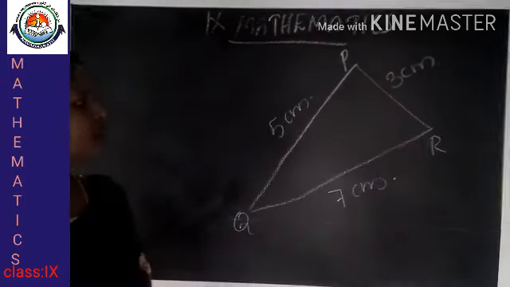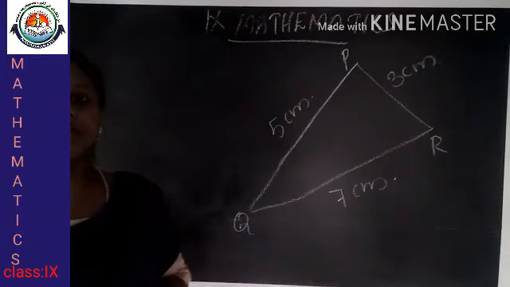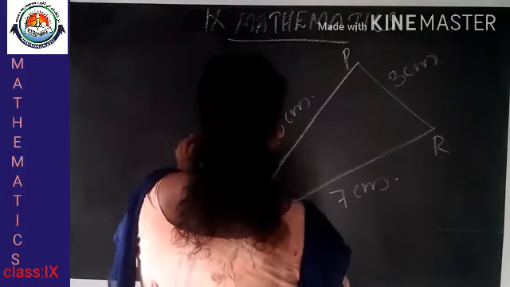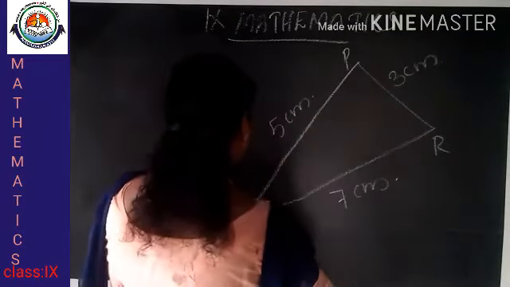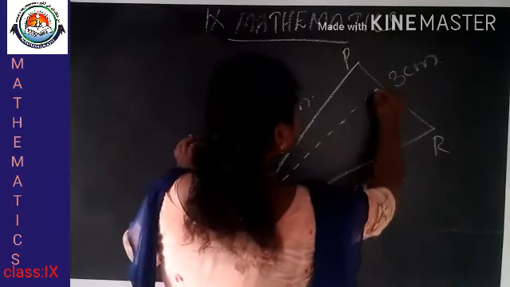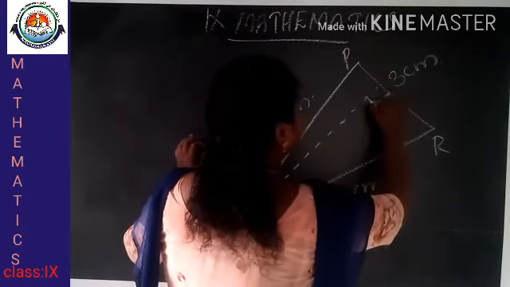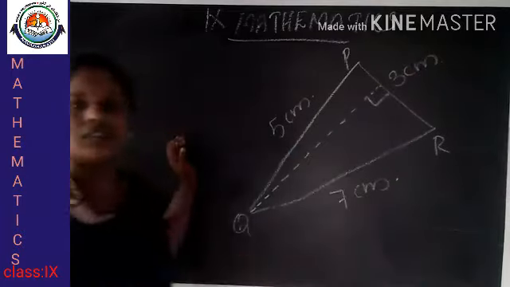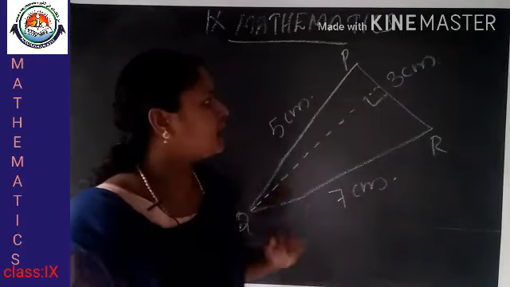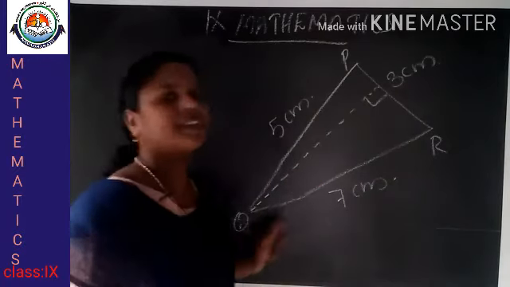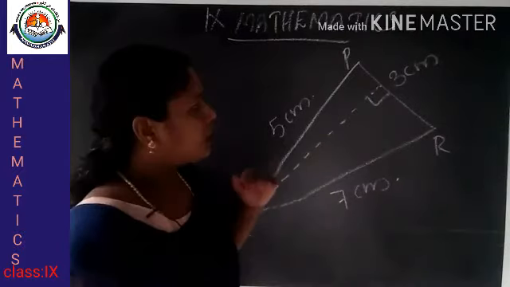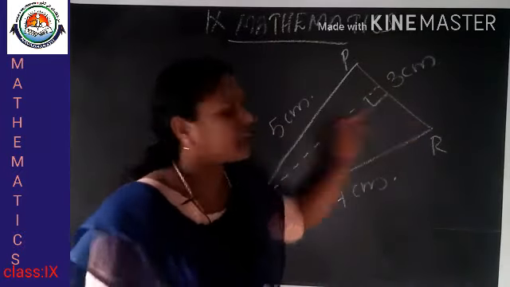And suppose I am drawing the height, taking PR as the base. It will be 90 degree, because height means the perpendicular distance. This angle will be 90 degree. Here we will get a right angled triangle, and here also. But what about this side?